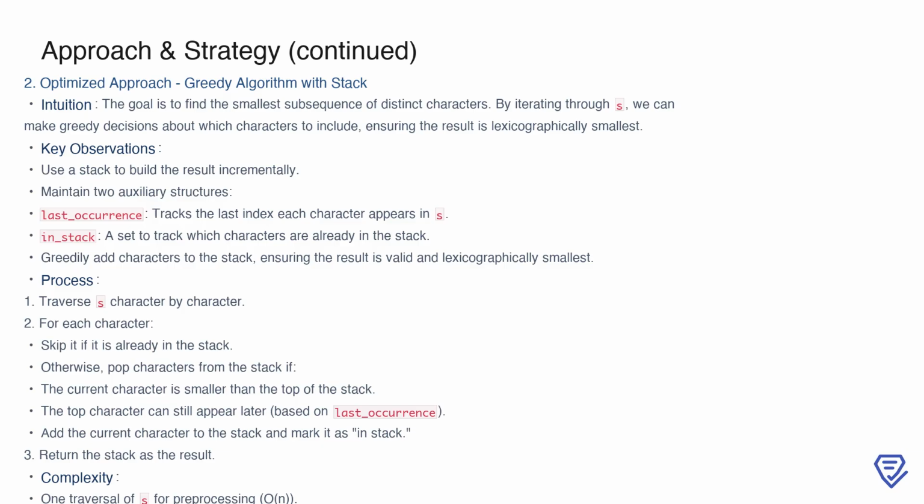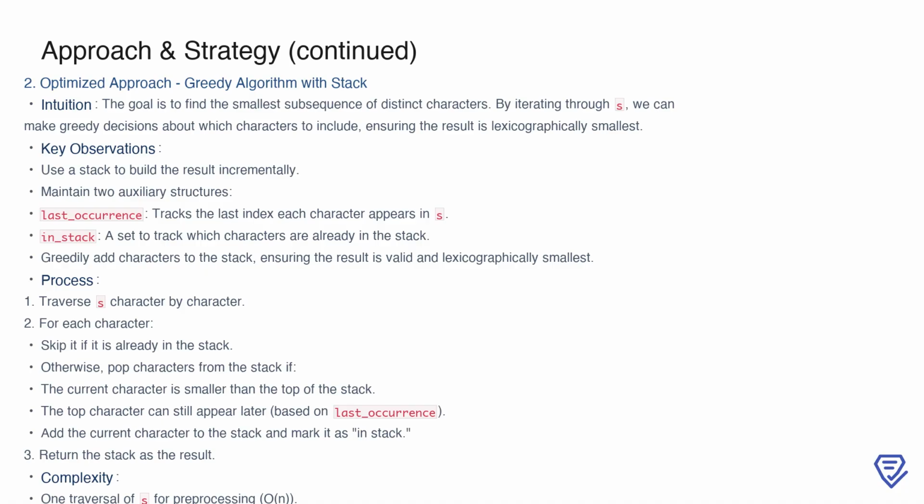To address the limitations of the brute force method, an optimized approach using a greedy algorithm with a stack emerges as more efficient. The intuition behind this method is to iteratively build the smallest subsequence while ensuring that distinct characters are included. A key observation is that we can use a stack to construct the result incrementally, while also leveraging two auxiliary structures to assist in decision-making. First, the last_occurrence map keeps track of the last index where each character appears in the string, ensuring we know whether a character can still appear later. Second, an in_stack set allows us to quickly check if a character is already in the stack. At each step, we traverse the string character by character.